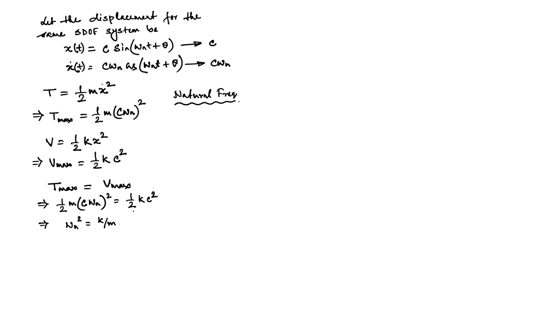In this approach, you see what we do: we first assume the deformed shape, that is x of t, and using this information, we quantify the kinetic energy and potential energy, and then we maximize those two quantities, and then equating them, we find the natural frequency. And this method is called Rayleigh's method. Rayleigh's method says that you start with an assumed displacement field for the structure, quantify the maximum value of kinetic energy and potential energy, then equate them, and finally find the natural frequency of the system. And this is really very useful.